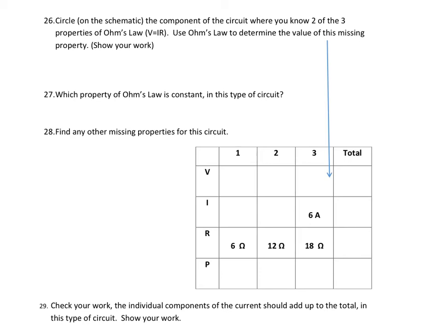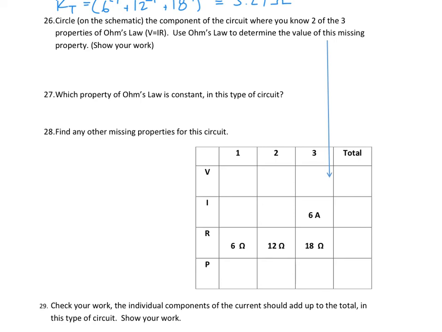plus the inverse of R2 plus the inverse of R3, inverse one more time. So in this case, I have the inverse of 6 plus the inverse of 12 plus the inverse of 18, inversed one more time. When I put that into my calculator, I get 3.27 ohms. So my total resistance for this circuit is 3.27 ohms.